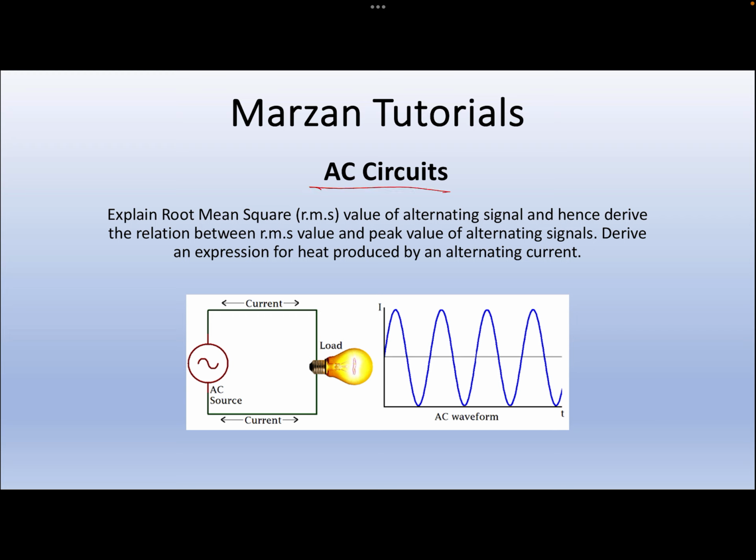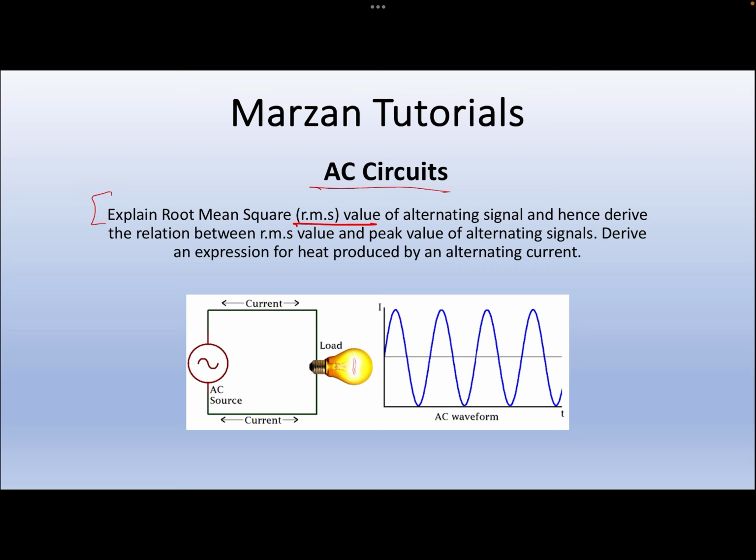Okay, the entire question is: explain root mean square value, RMS value, of alternating signal and hence derive the relation between RMS value and peak value of alternating signals. Then derive an expression for the heat produced by an alternating current. So this entire question is divided into three parts.